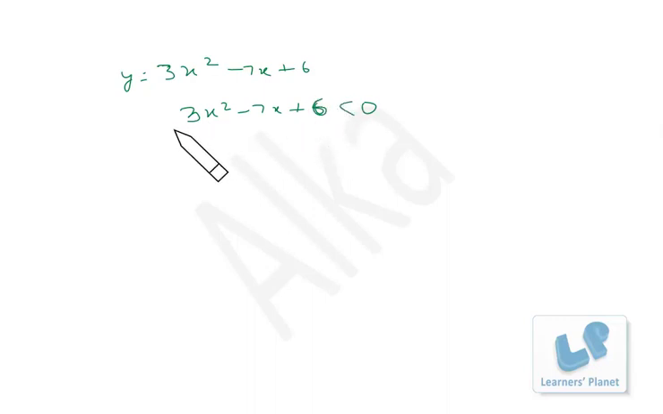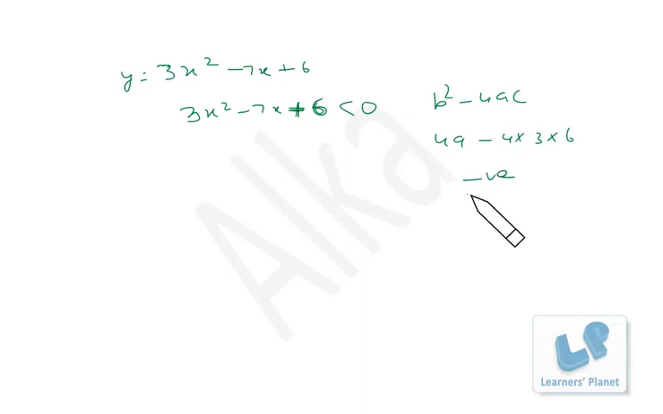So 6 threes are 18. So 9 and 2 will be factors, but since here we have the plus sign, 9 and 2 will not be factors. So let's check b square minus 4ac. So b square is 49 minus 4 into 3 into 6. 18 into 4, 72. So it's a negative. That means b square minus 4ac is less than 0. That means what will happen? Roots of this equation are not real. First thing.